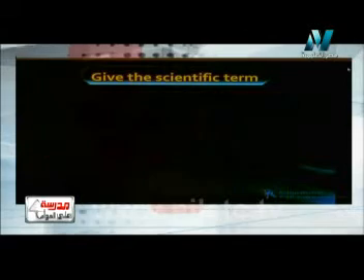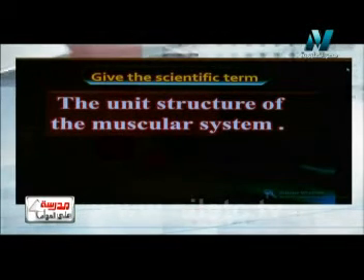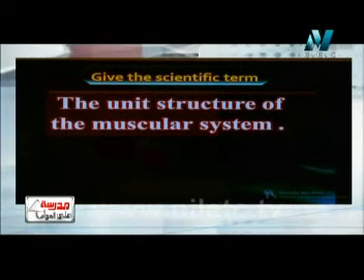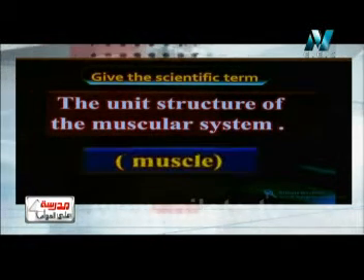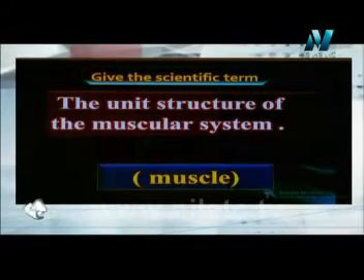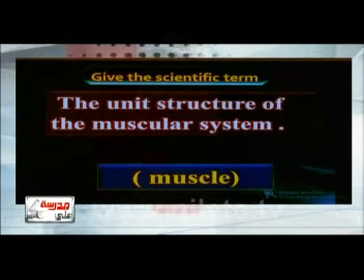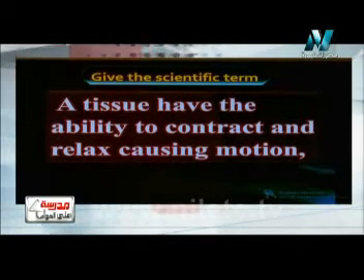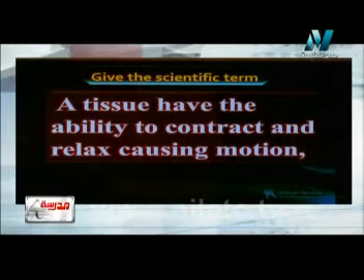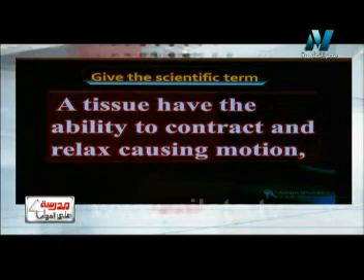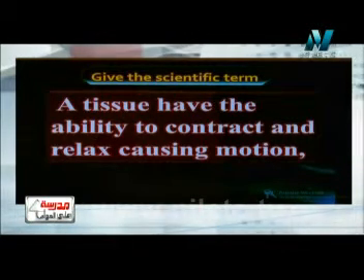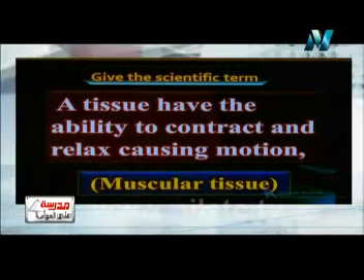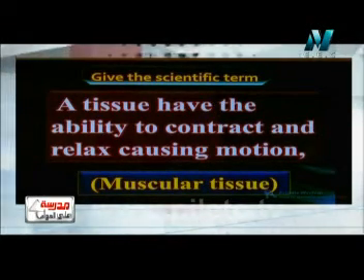The next. The unit structure of the muscular system. The answer is the muscle, because the question asks about the muscular system. The next. The tissue that has the ability to contract and relax, causing a motion. It is the only tissue that can move inside the body, which is called the muscular tissue. So the muscular tissue has the ability to contract and relax, causing a motion.